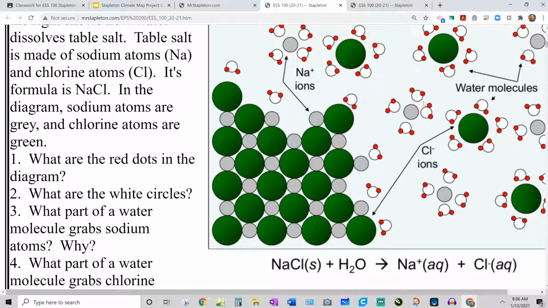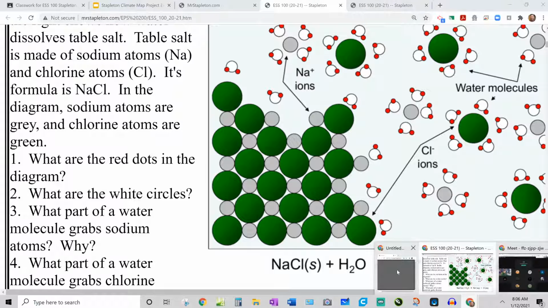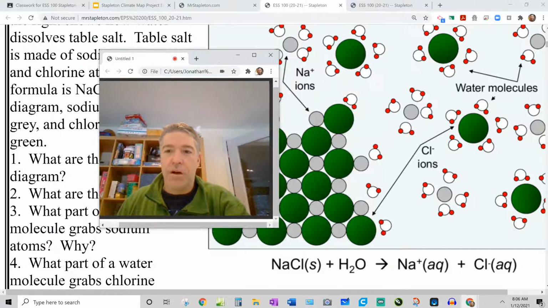So what are the red dots? Anybody? No one? Oh, RJ, what are they? Oh, you accidentally unmuted. Sorry. That's okay. Now you can answer my question. So what do you think? The things with two red dots and a white circle, those are water molecules. So this thing that I've got my mouse on right now, that's a water molecule. There's this, and then there are the two red dots. Here's another water molecule. Another water molecule. So do you know what the red dots are?